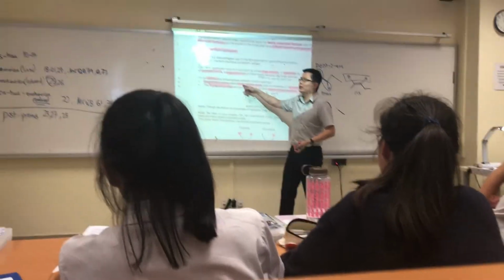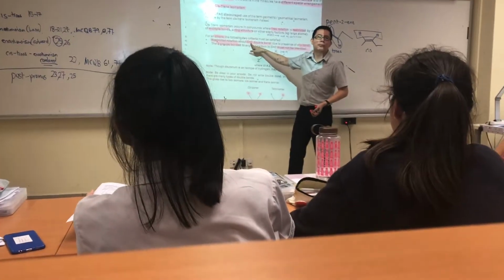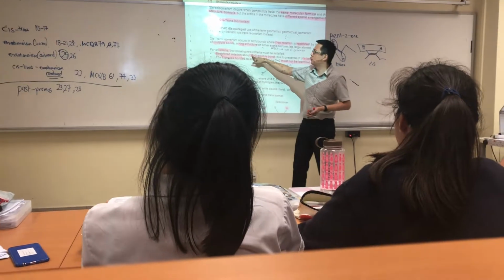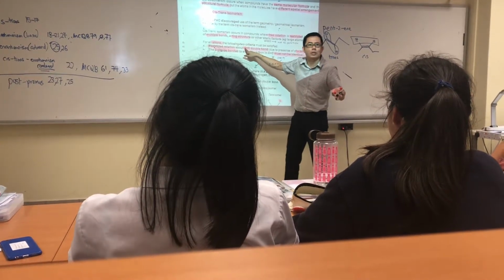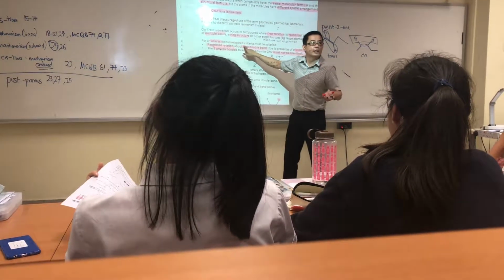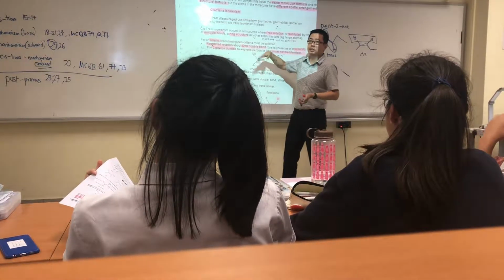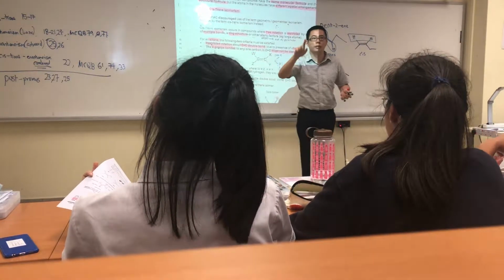Isn't it obvious that you cannot rotate about a pi bond? So what's the point of having the first condition? Isn't it understood? True, right? The first condition is understood. The second condition is what is really important, okay?